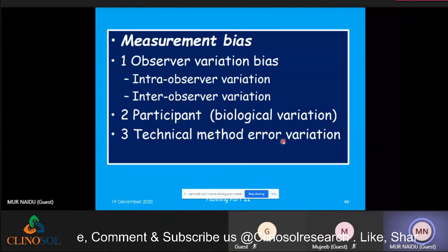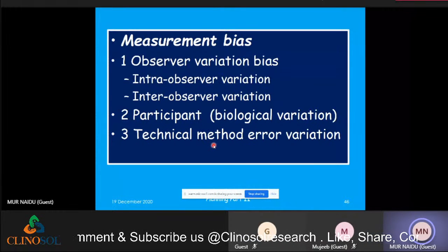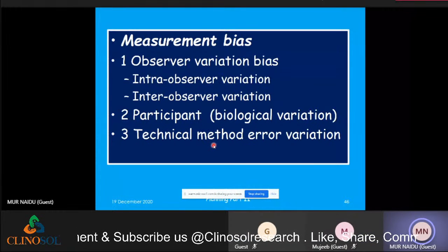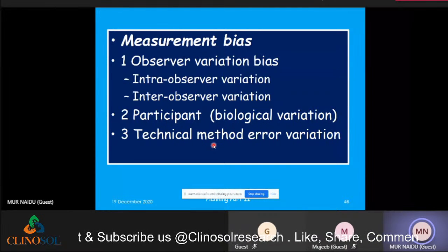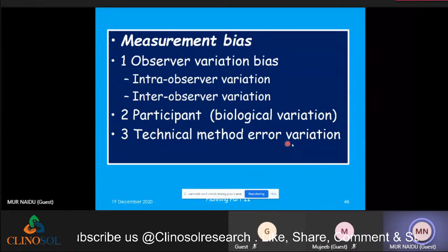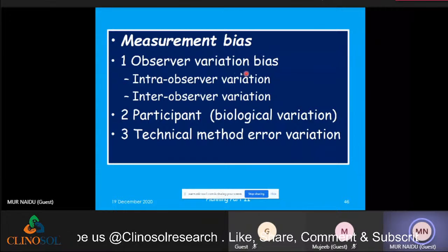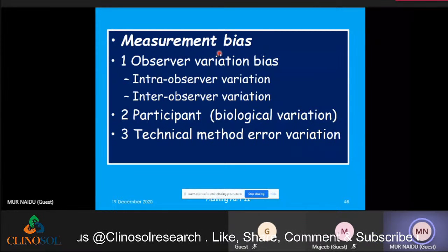Then technical method error variation. Technically, the method which you are using for doing a particular test or recording itself is wrong, and there is a lot of variation. Standard error is very high in recording a particular parameter, so that will give rise to measurement bias.